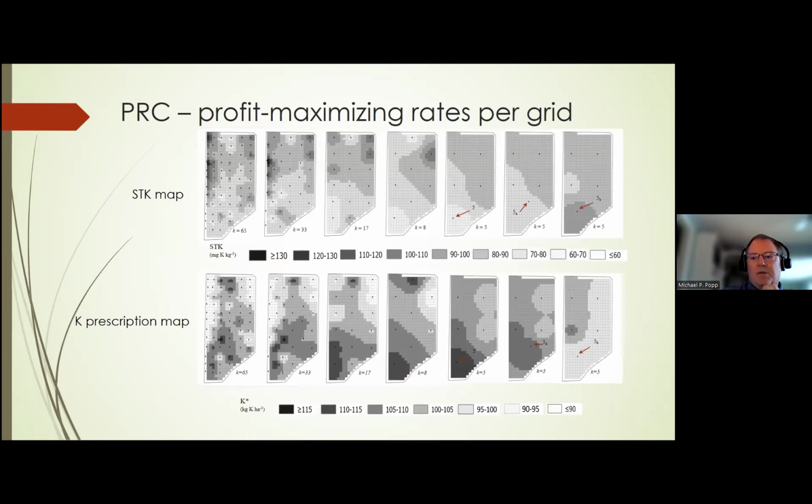So those are the same soil test K maps. And then if you remember the PRC tool, we then said, okay, based on the STK, if it's high, we tend to put on less fertilizer. If it's low, then we put on more fertilizer. Then we would have a K prescription map that with most information would look something like this.